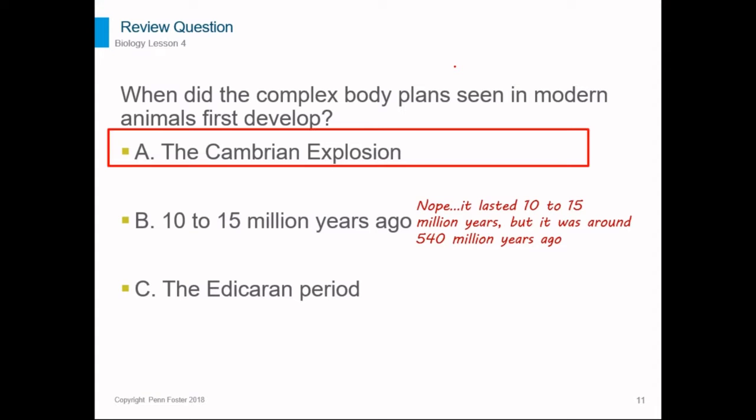And it was during the Cambrian explosion. So the Cambrian explosion lasted 10 to 15 million years, that's how long it took to happen, but it was much longer ago. It was about 540 million years ago. And the Ediacaran was older. Those fossils are very different from today's animals. They have different body plans.